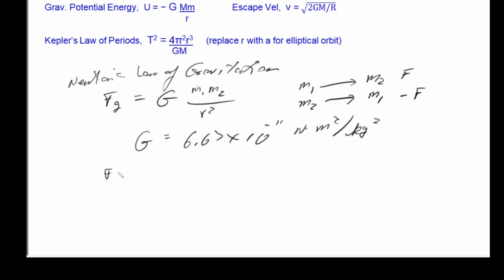And since force is equal to ma, if we eliminate one of the masses in this equation, we get the acceleration due to gravity is equal to G times the mass over r squared.